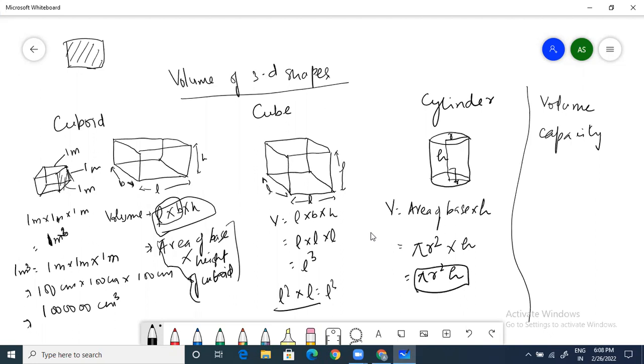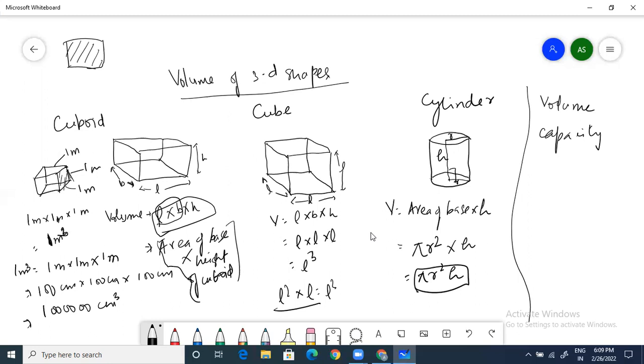Now, in case of cuboid and cube, the area of base was L into B and L into L. In case of cylinder, the area of base is equal to pi r square. That's the only difference. So tell me if you have any questions here so far on this concept. I am assuming no questions because there is no sound from your side, but silence I can say, right?